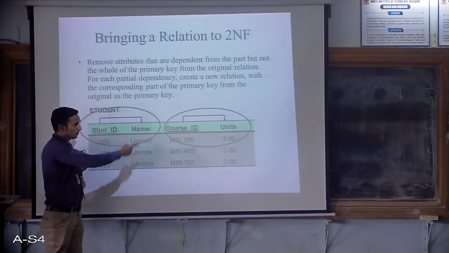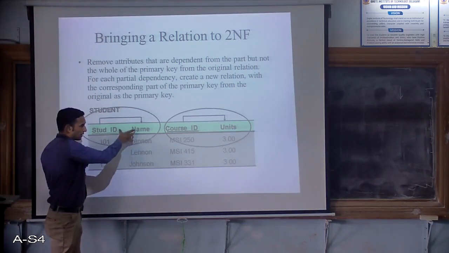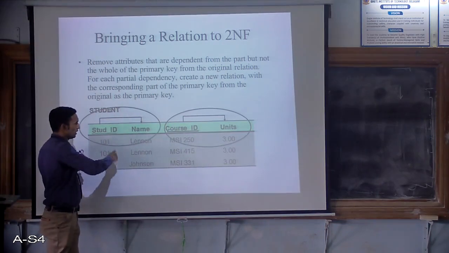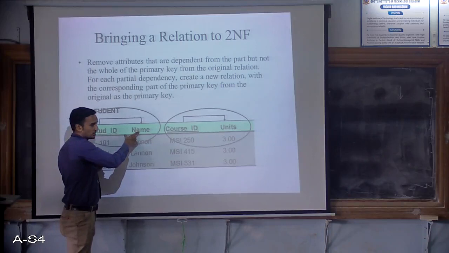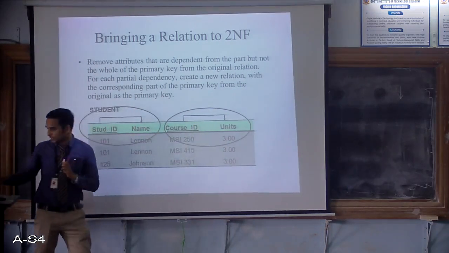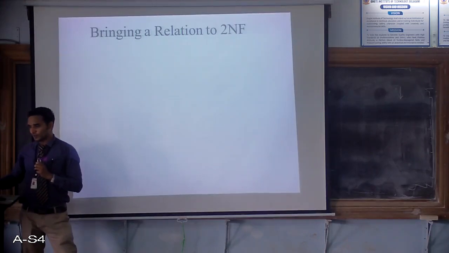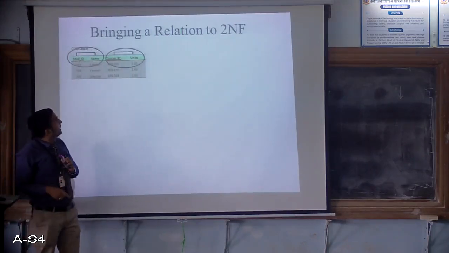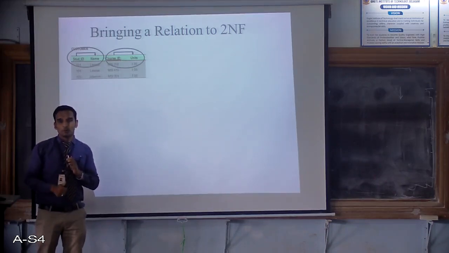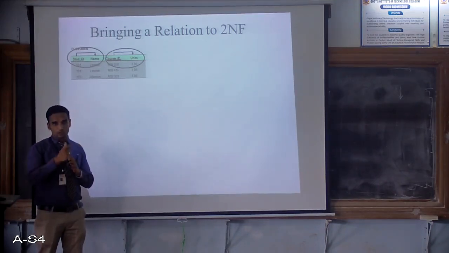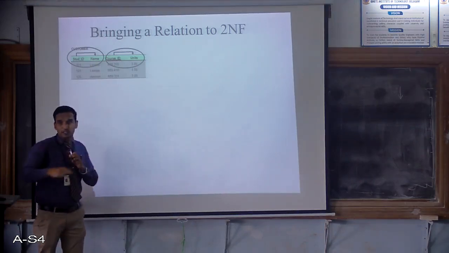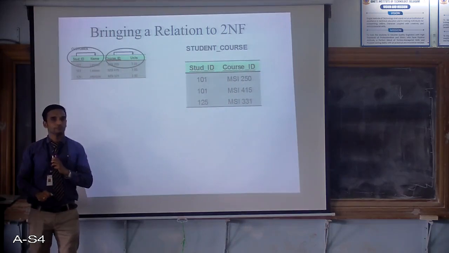So what we can do from this table is, whichever is the partial dependency, take it out from the main table and place it in a new table. Now in this table, student ID and name is a partial dependency, course ID and units is a partial dependency. So take it out and place it in a new table. See here: student ID, name, course ID, unit. So what does the first rule say? Remove the partial dependencies. Whichever attributes have partial dependency, take them out from the main table and place them in a new relation. So I get something like this now.